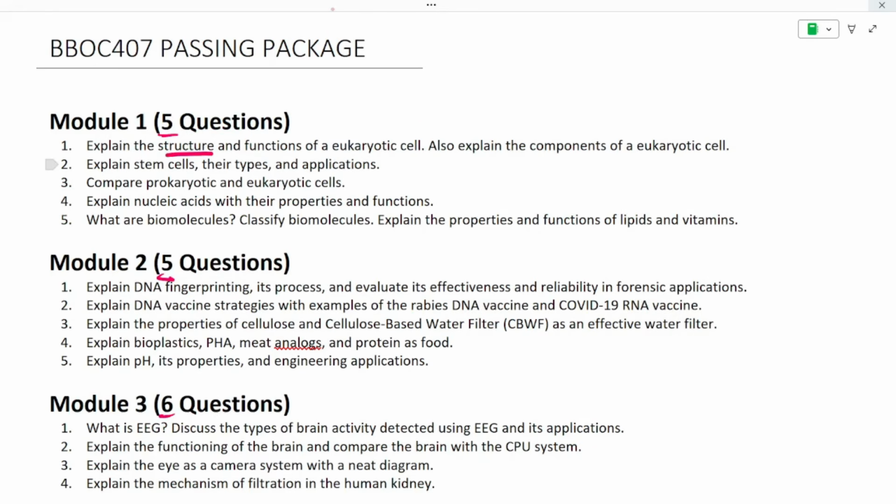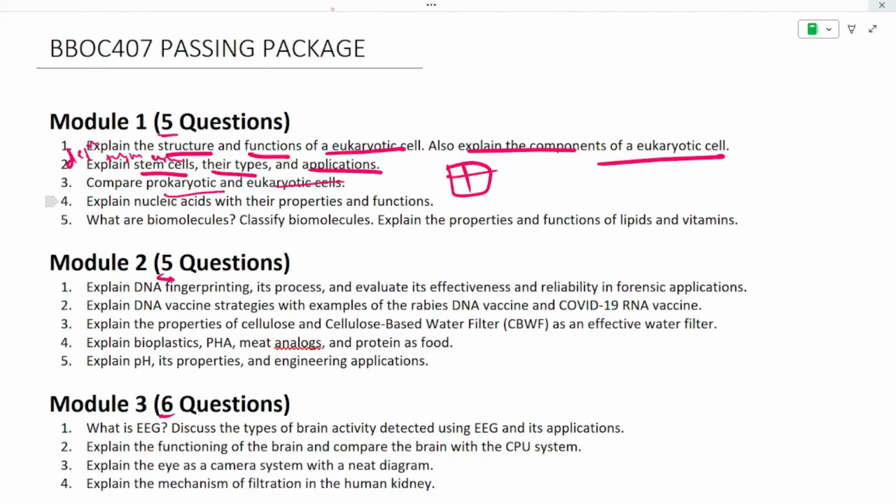See, first you can see the structure and function of a eukaryotic cell. Also explain the components of a eukaryotic cell. Next is stem cells, types and their applications. For this you have to write the definition, types and applications. I hope you are getting it. Next is prokaryotic and eukaryotic cell, the difference.